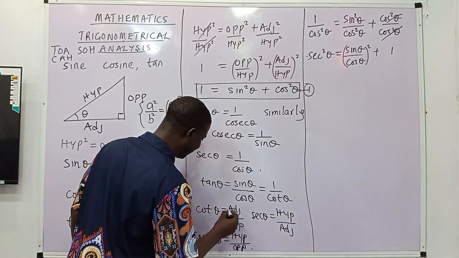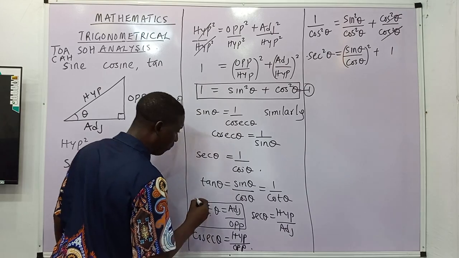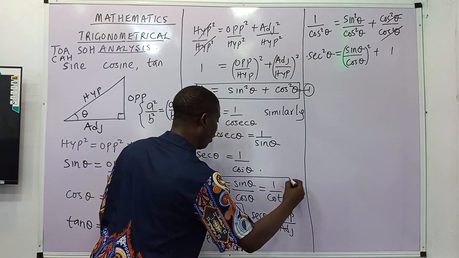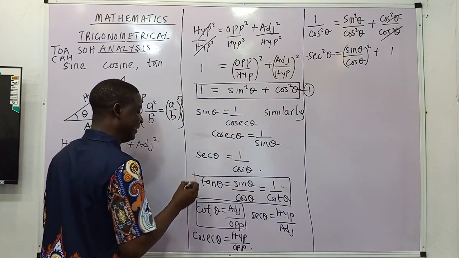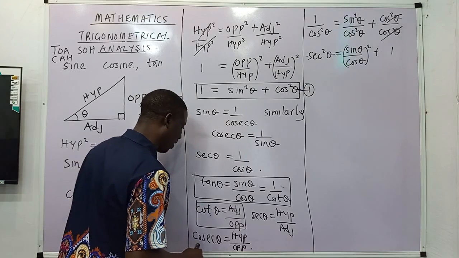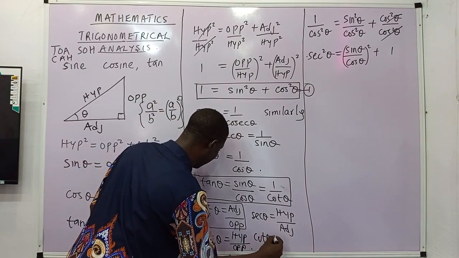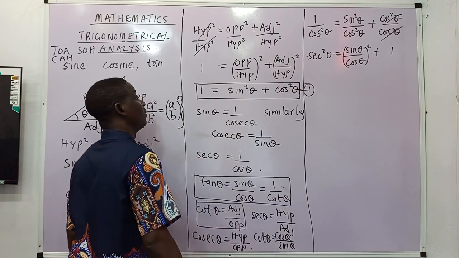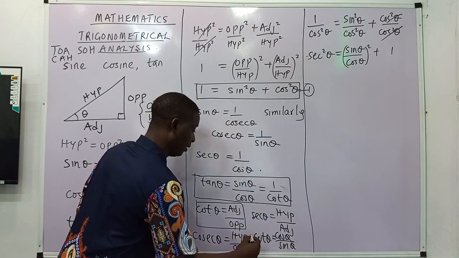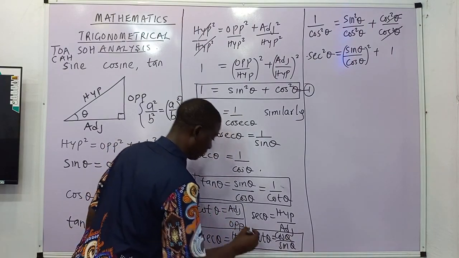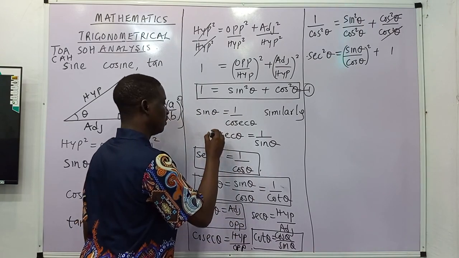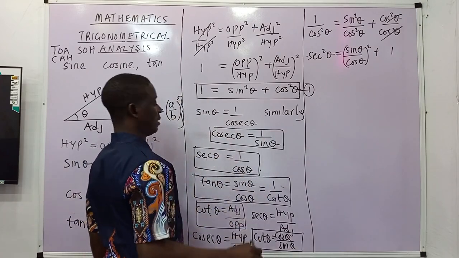Recall also, cot theta can also be equal to what? Cos theta over sin theta. Cot theta equals cos theta over sin theta. Don't forget this. Very important. Also, don't forget this. Very important.